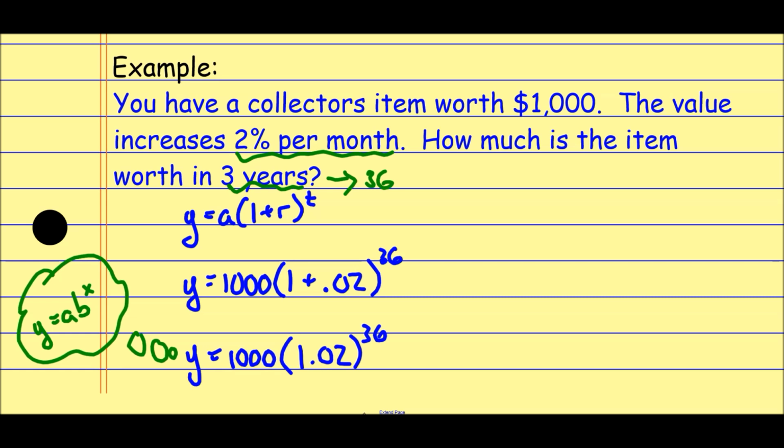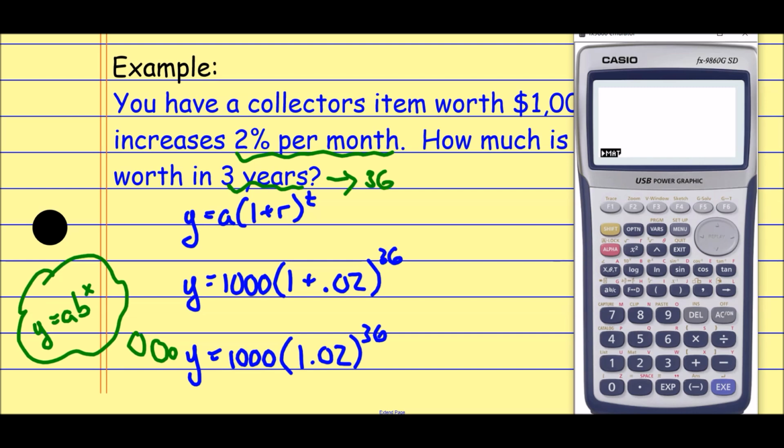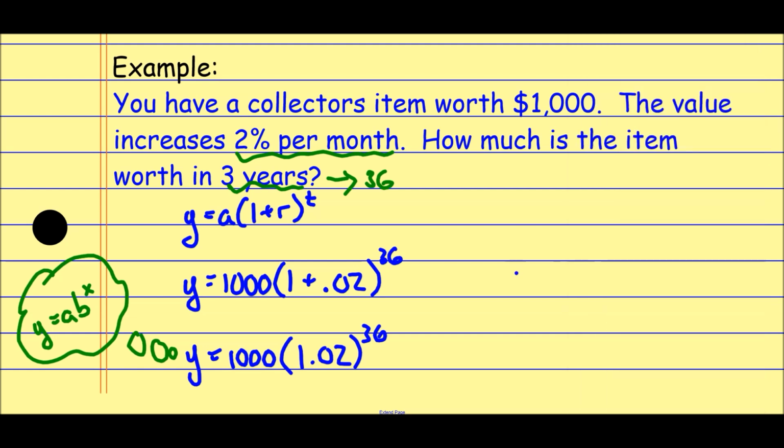So now it's just a job for my calculator. I'm going to pull my trusty Casio up. So it's 1,000 times 1.02 raised to the 36. And by simplifying what was in those parentheses, I don't have to worry about putting parentheses into my calculator. If I left this as 1 plus 0.02, I'd have to have that 1 plus 0.02 in parentheses, okay? So I get $2,039.89.